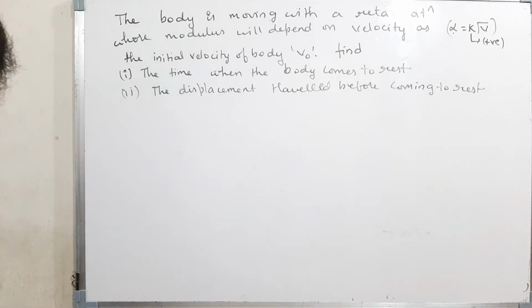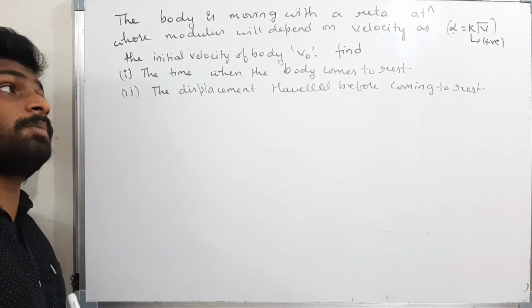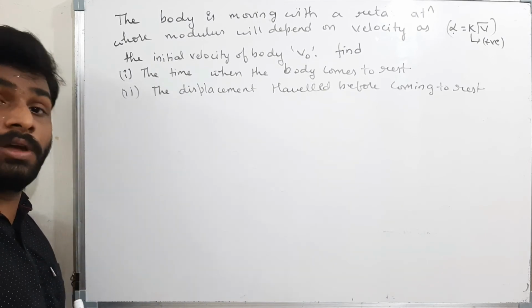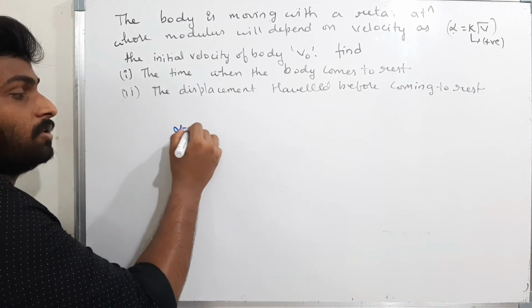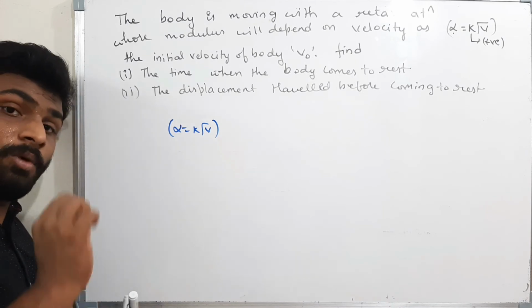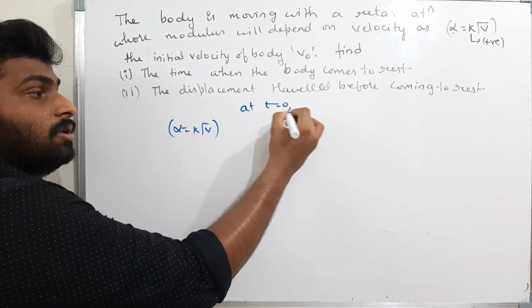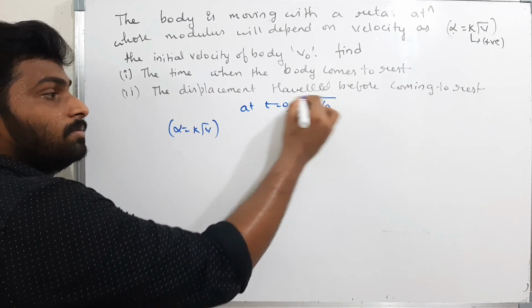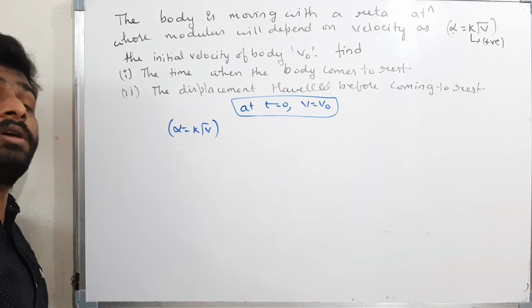See, read the question, what they gave. The body is moving with a retardation whose modulus will depend on the velocity, that is alpha is equal to k into root v. Well and good. They gave me the relation, that is alpha is equal to k into root v. Okay. Now the initial velocity of the body is v naught. That means at time t is equal to 0, the velocity is v naught. Okay. Now they told to find the time when the body comes to rest.